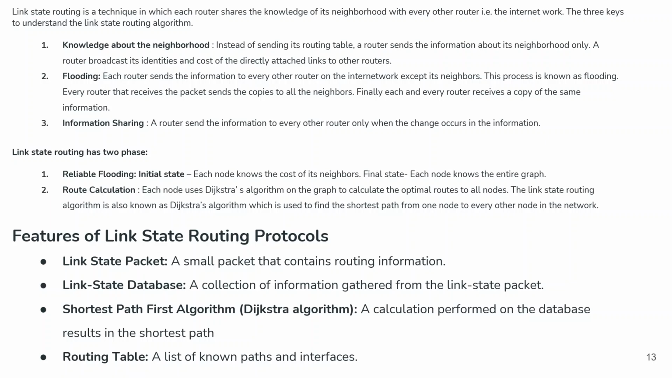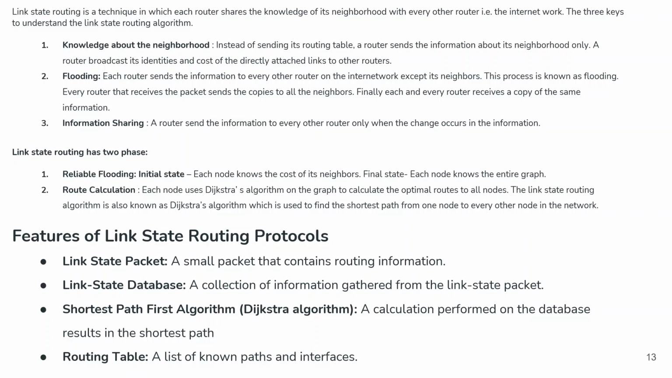Now the third step is information sharing. The routers send the information to every other router only when a change occurs in the information. If you compare it with the distance vector algorithm, what was happening there? Periodically the routing tables were updated. Even if there is no change, the update occurs, which incurs an extra cost. But here in the link state routing algorithm, the information is shared only if there is a change in the information.